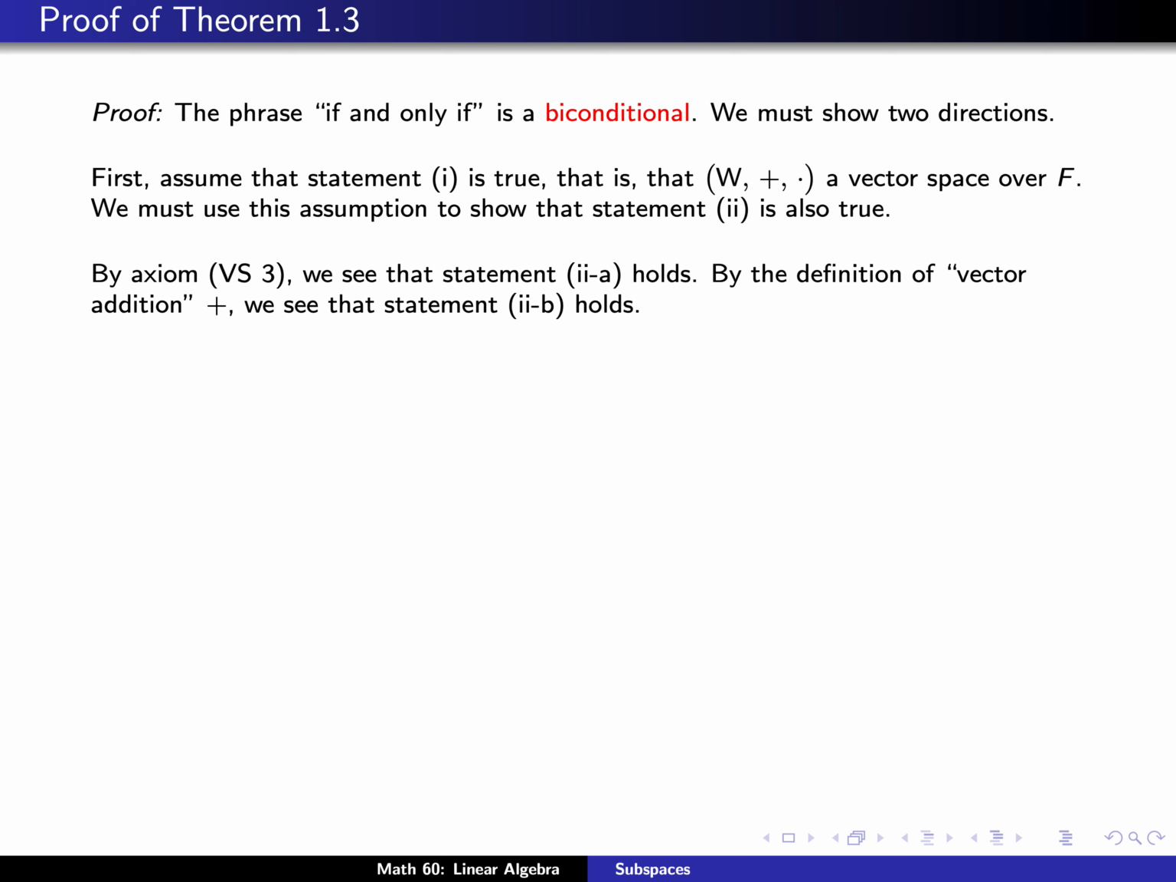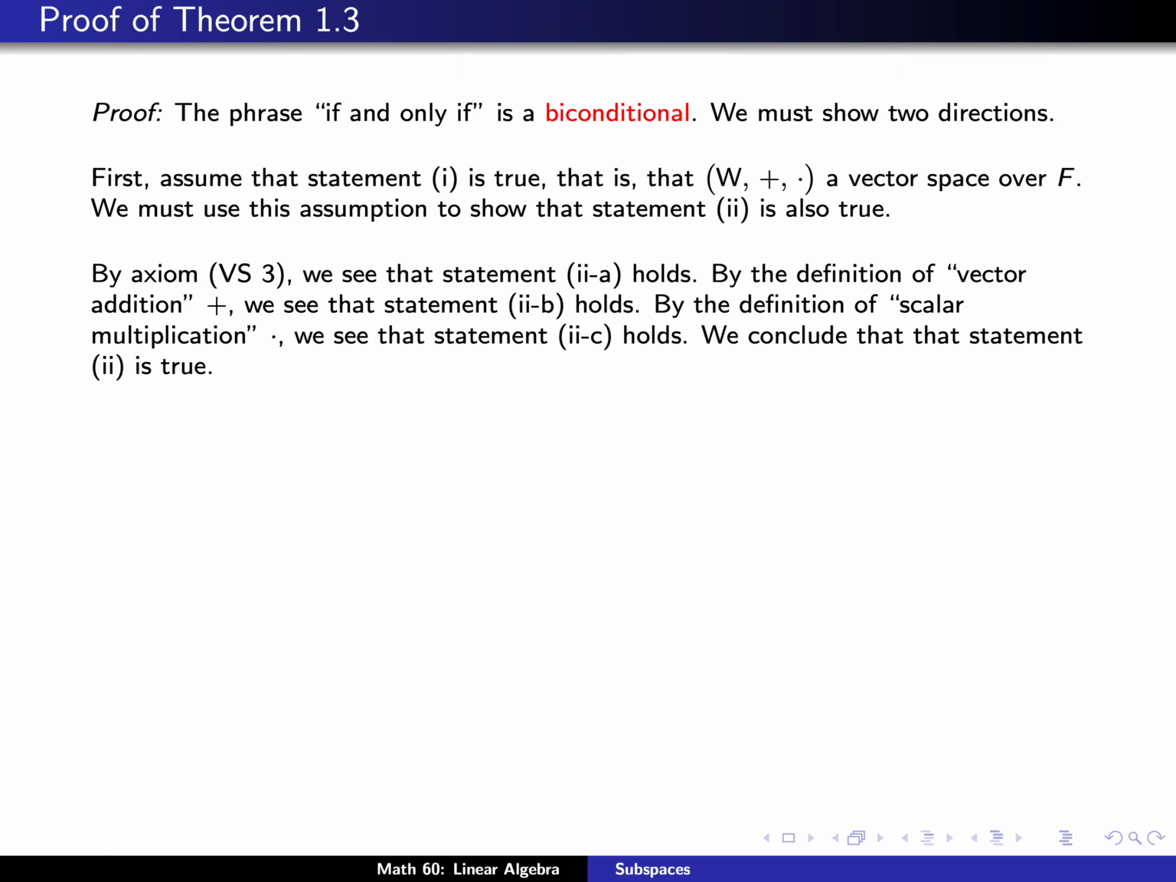By the definition of vector addition, plus, we know the statement IIB must hold. That is, that W is closed under vector addition. Similarly, by the definition of scalar multiplication, we see the statement IIC must hold. Well, now, since we've shown that A, B, and C must hold, we conclude the statement II must be true. We've just shown one direction of this biconditional.